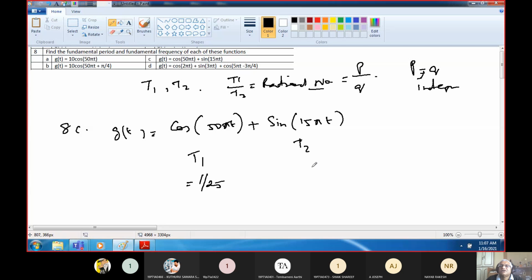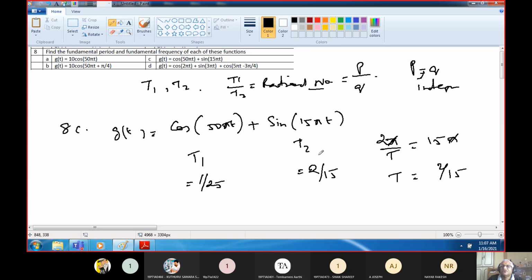Then what is T2 here? T2 has 15 pi, is it not? So you can simply write 2 pi by t is equal to 15 pi. So pi and pi get cancelled. So t is equal to 2 by 15. So T2 is equal to 2 by 15.